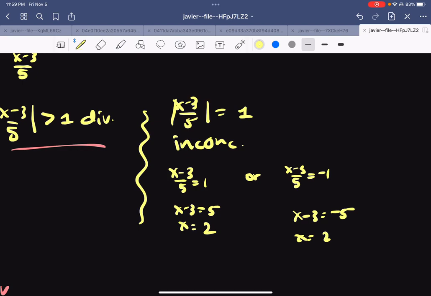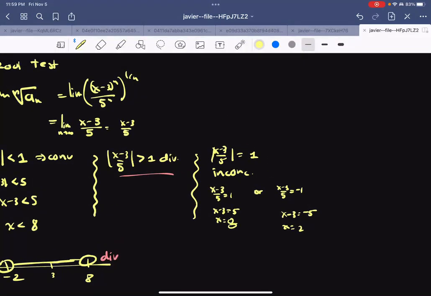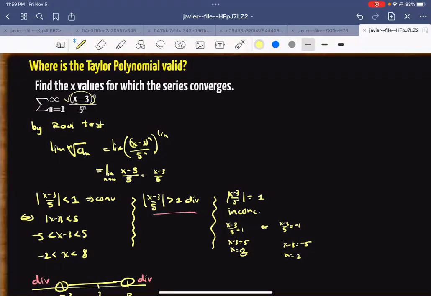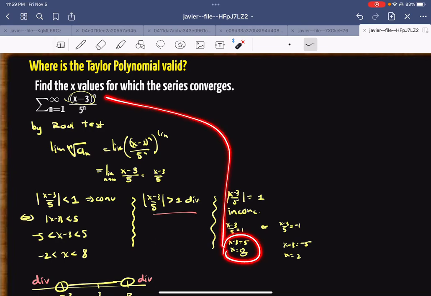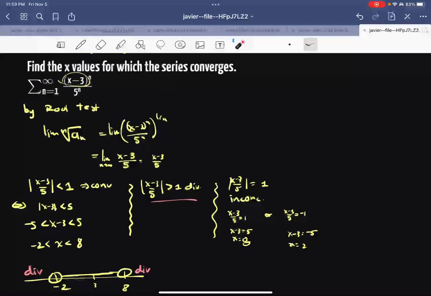Okay. Just kidding. All right. So then what we've got to do is take this endpoint and plug it back into the original series. We can't use the root test because that one failed us. So we have to go back to the original one and maybe try a different test. Same thing with the other endpoint. We've got to go back and plug it into the original one.